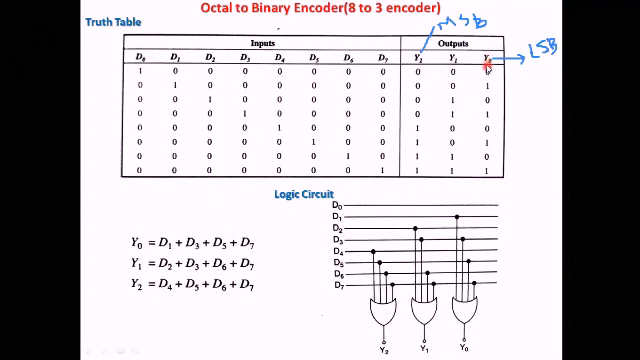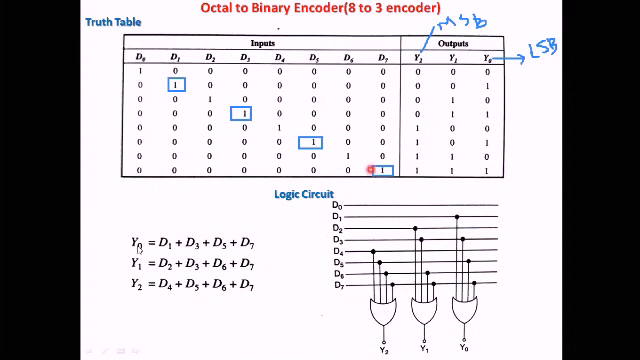See for Y0, what are the ones here? This is 1 when D1 is 1. Let us encircle it or draw boxes like this. Again see, this is 1 when D3 is 1. Similarly, this one is 1 when D5 is 1, and Y0 is 1 here when D7 is 1. So what we can say is that Y0, that is the LSB, must be 1 whenever the inputs D1, D3, D5 or D7 is high or 1.